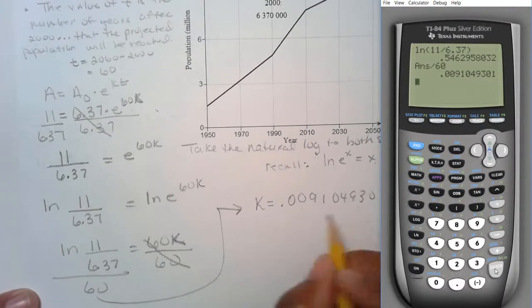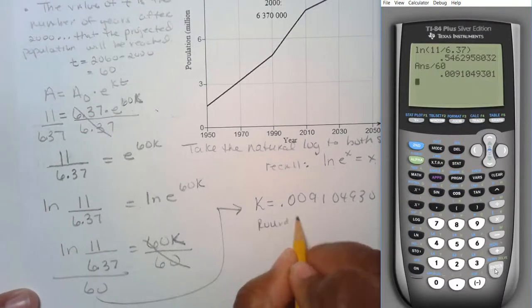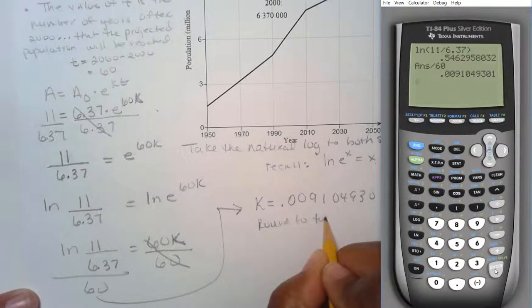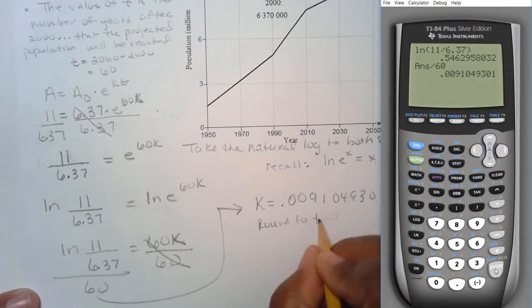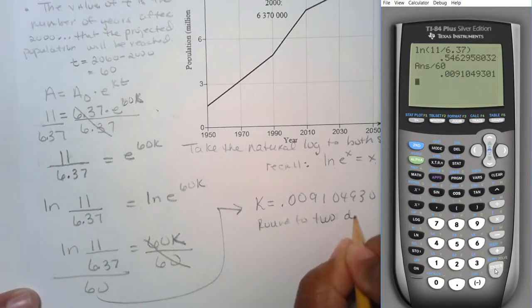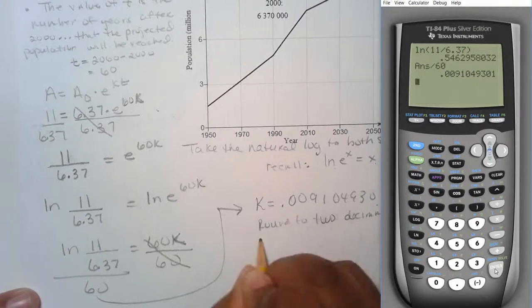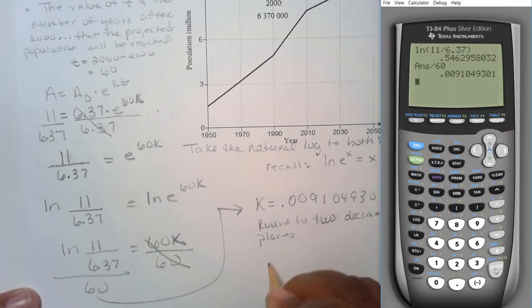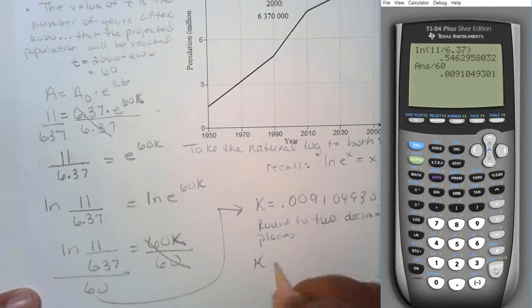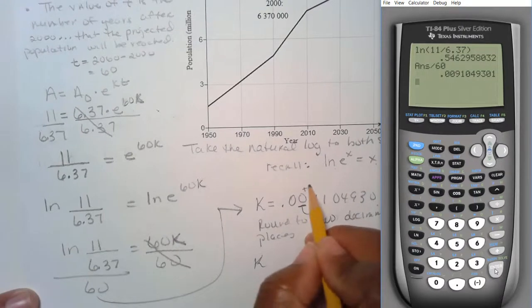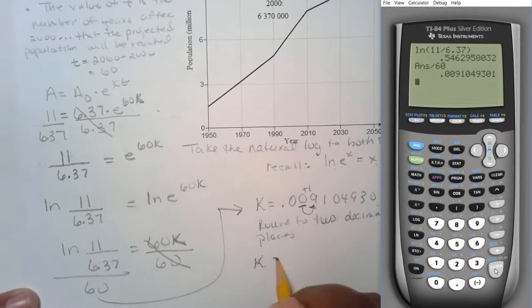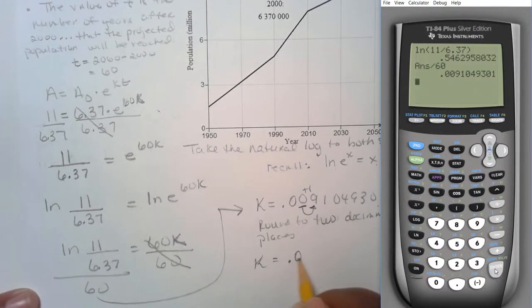0.0091049301. Round to 2 decimal places. So then that will give us k is equal to, we're looking at the second zero, 9 is greater than 5, so we're going to add 1 to the 0, and we have k is equal to 0.01.